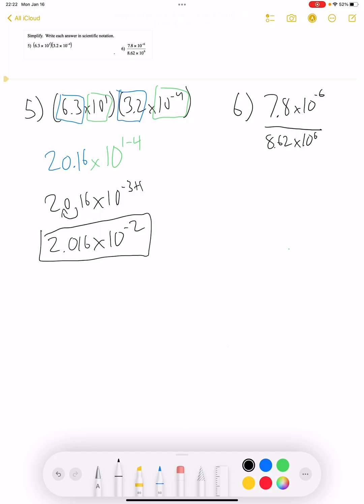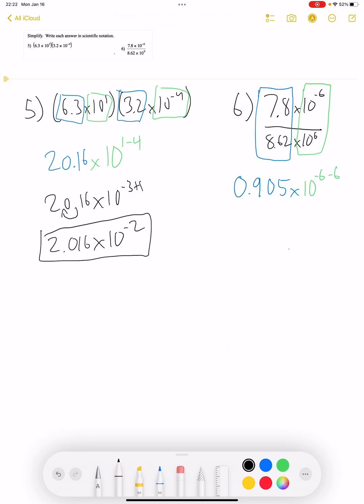All right. For 6, we're dividing. It works the exact same way. We would divide our numbers. Now, this is going to be a really ugly division, so definitely want to use a calculator for a problem like this. 7.8 divided by 8.62, and you get, and I'm just going to round, 0.90, and it's 4/8, so I'm just going to round to 5, times, and then we once again do our tens, and so this is 10 to the negative 6, and we're dividing, minus 6.